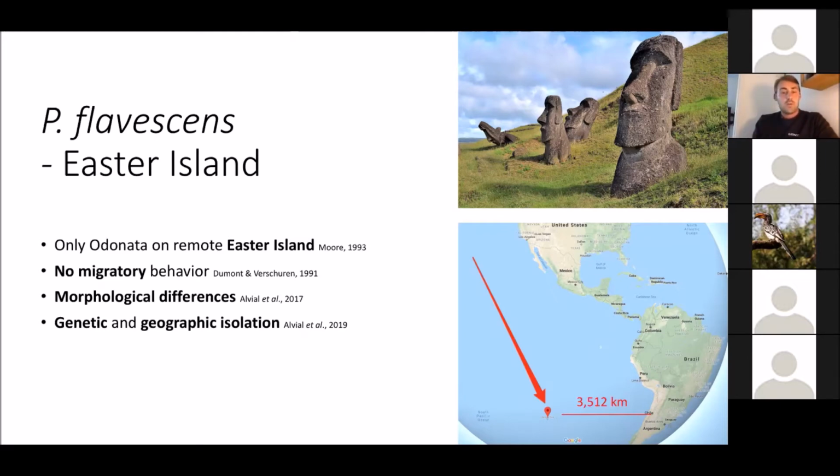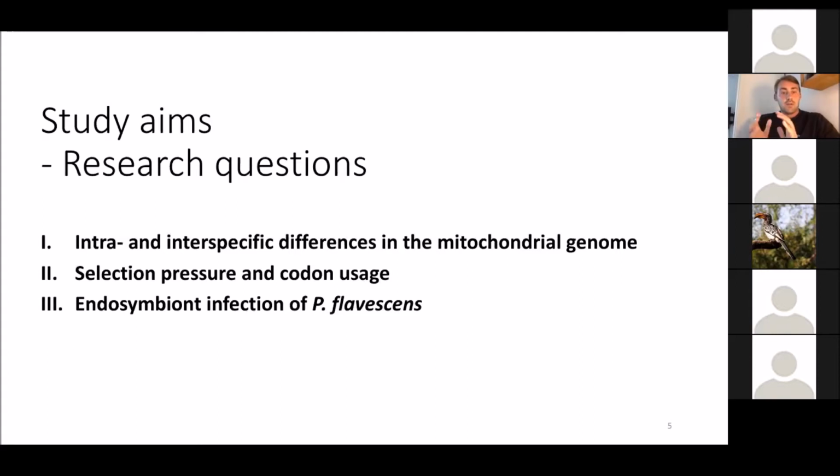What my talk is about are three main questions. I had a look at genomes from migratory and non-migratory populations of Pantala flavescens, so I compared them intraspecifically and even interspecifically with other odonate mitochondrial genomes. As a second aspect, I looked at whether different selection pressures act on migratory and non-migratory populations of the wandering glider. And a bit as a shot in the dark, I looked at whether endosymbionts are involved, because, as I told you in the beginning, there is ongoing speciation, and often endosymbionts are involved when it comes to speciation.